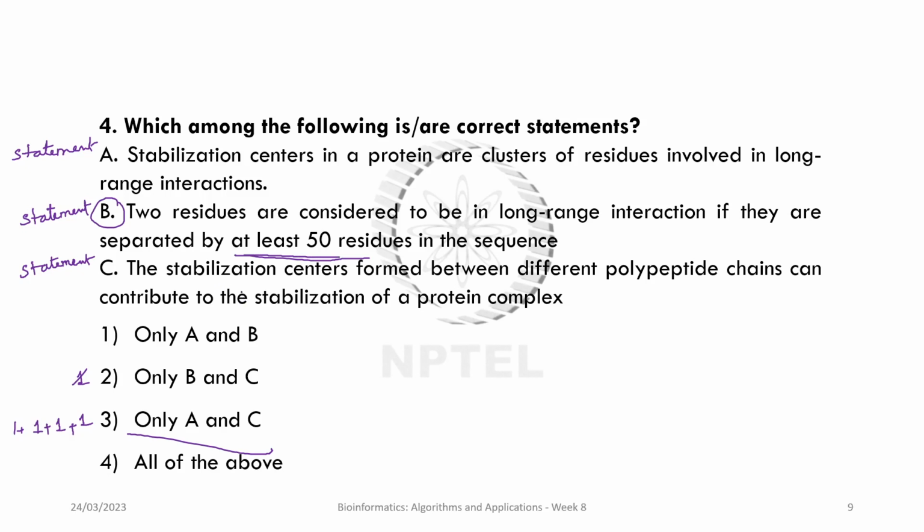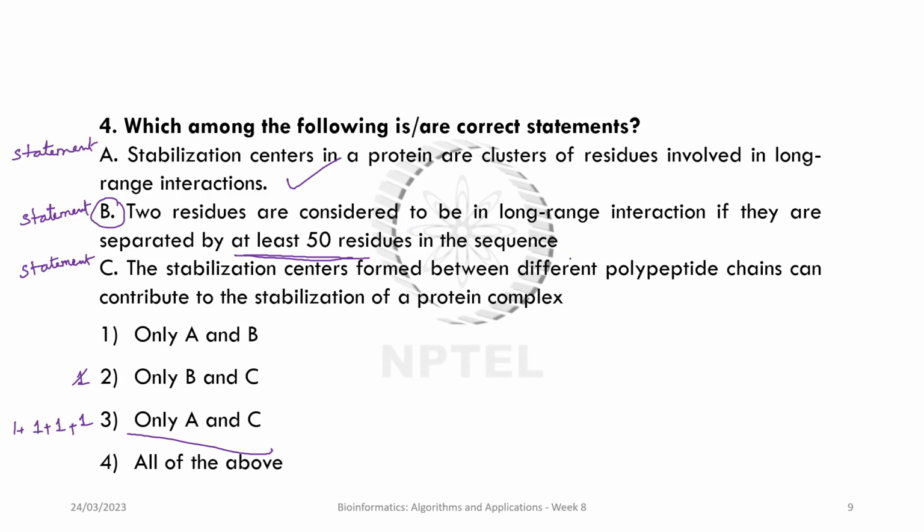That's the problem, right? Stabilization centers in protein are clusters of residues involved in LRI or long range interactions, right? Which is true. Two residues are considered to be in long range if they are separated by at least 50. That's not true. You can have a threshold as low as 12, right? And if a protein is of size, say, 100 amino acids or 150 amino acids, you're really pushing the limit if you're trying to have a gap of at least 50 residues between two interacting residues, right?